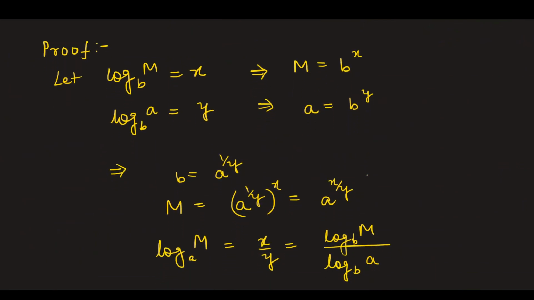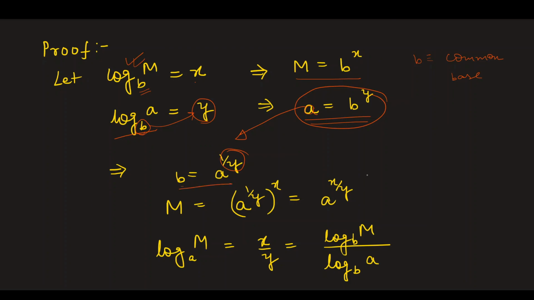always suppose log m to the base b is x, then it can be written in this form: m is equal to b to the power x. B here is the common base. Then let this thing be y. Then a can be written as b to the power of y. Then we can extract b from this equation by raising to the power 1 by y. So we get b is equal to a to the power of 1 by y.